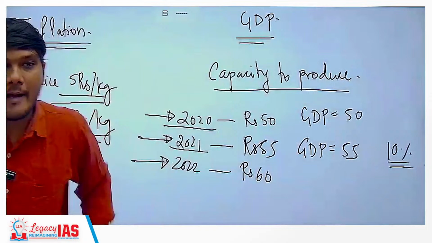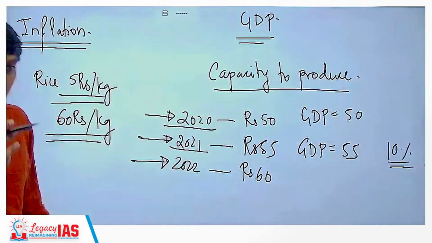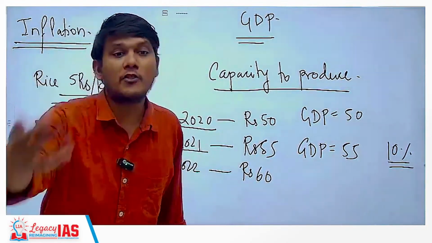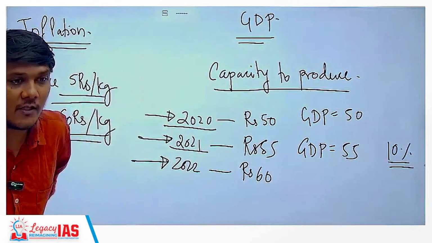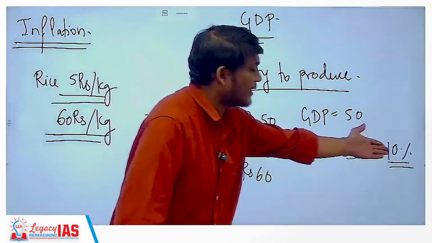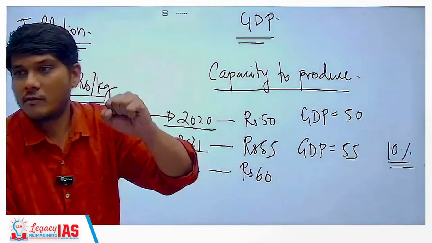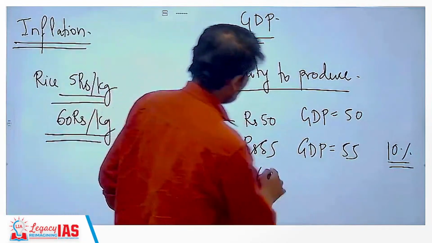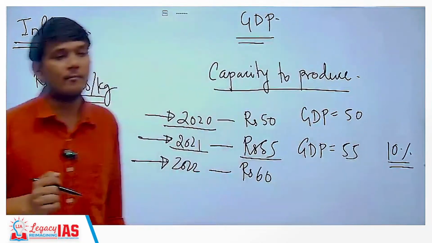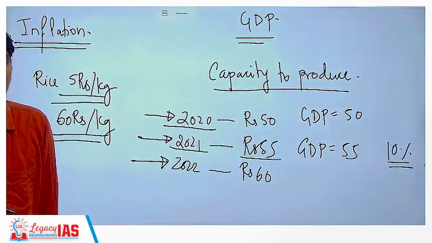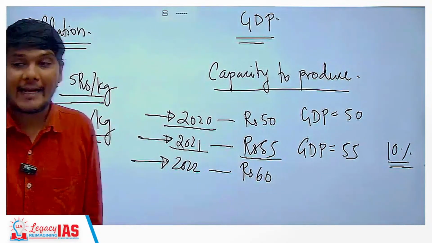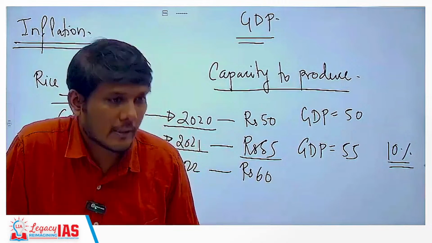So I may think my economy has increased. My production has increased. My efficiency has increased. Now my economy is producing 10% more. But is that the case? No. My economy is producing exactly the same. Clear? So I will not get an exact understanding of my economy.